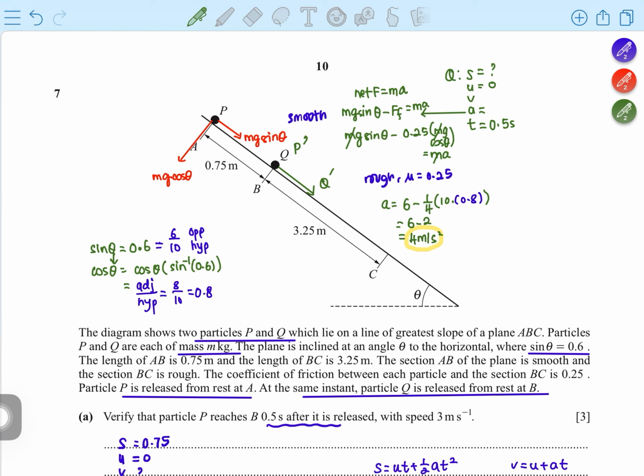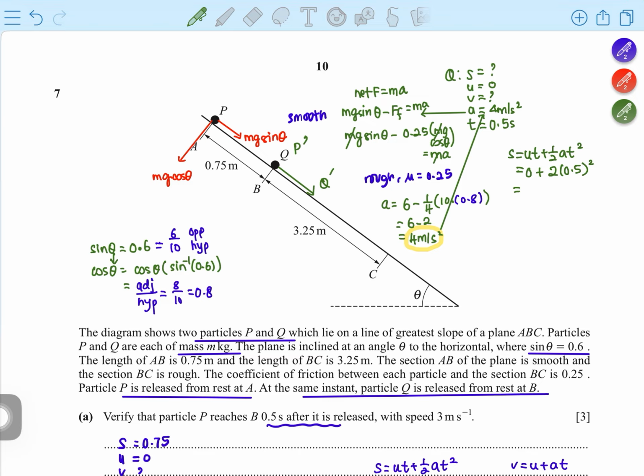Now let's go back here and write our a value. a is 4 meters per second squared. Do you think you can find the v value and the s value? Same technique. Let's use the same thing: s equals ut plus half at squared, 0 plus 2t squared. So what will I get for my s value now?